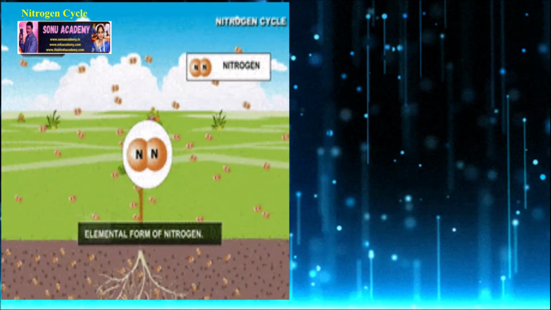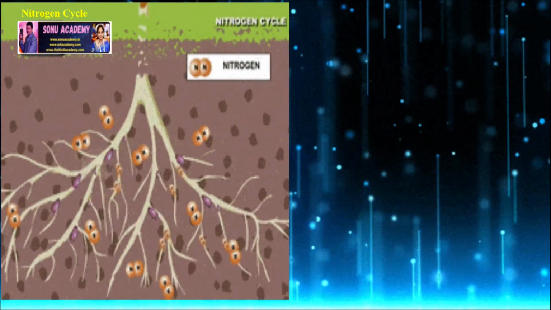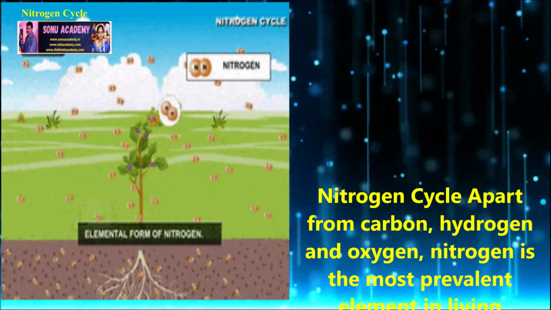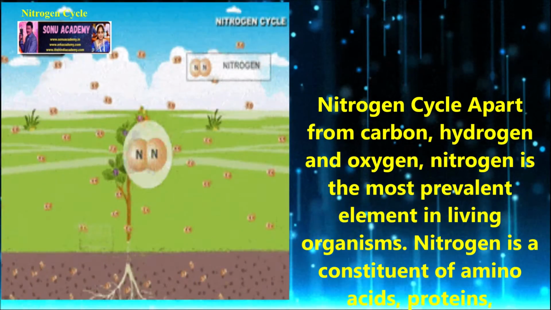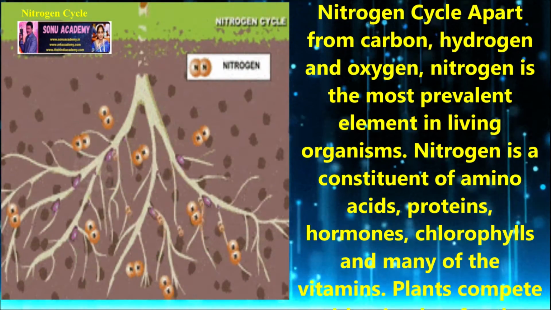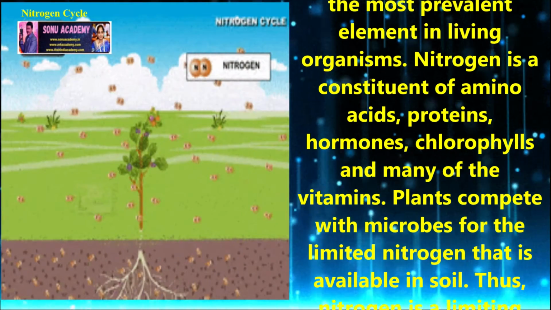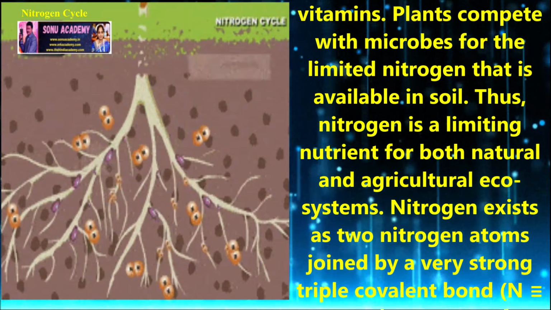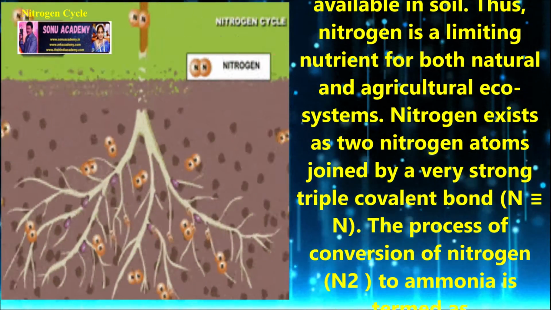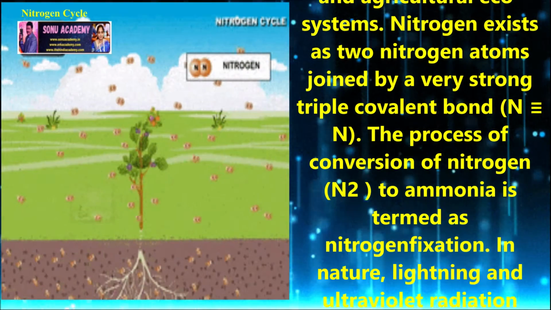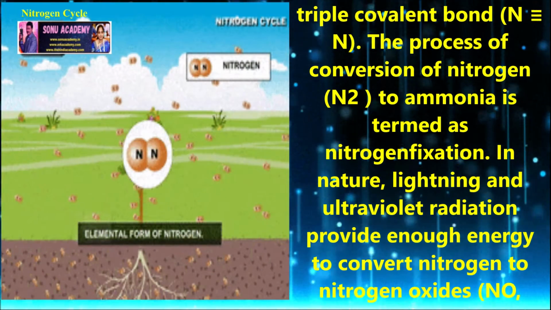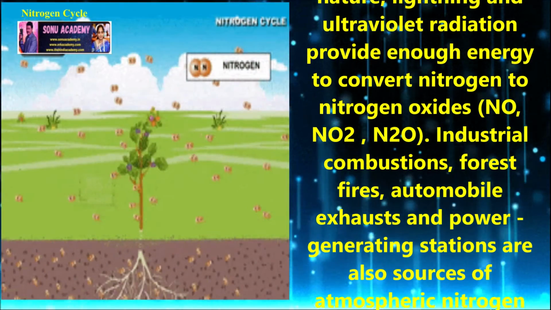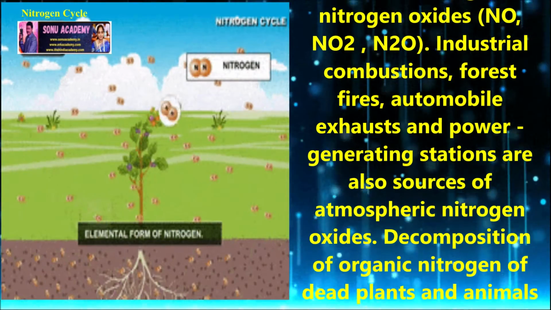Children, now let us discuss the metabolism of nitrogen. Let us see this through the nitrogen cycle. Apart from carbon, hydrogen and oxygen, nitrogen is the most prevalent element in living organisms. Nitrogen is a constituent of amino acids, proteins, hormones, chlorophyll and many of the vitamins. Plants compete with microbes for the limited nitrogen that is available in soil. Thus, nitrogen is a limiting nutrient for both natural and agricultural ecosystems. Nitrogen exists as two nitrogen atoms joined by a very strong triple covalent bond, N≡N.